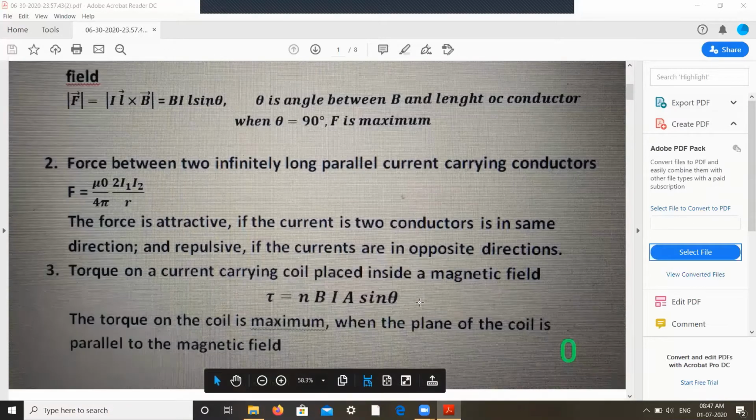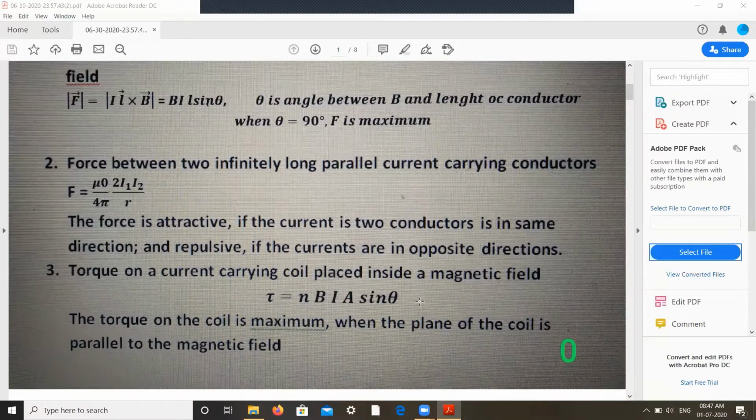Now the third relation is the torque on a current carrying wire, represented with the formula tau is equal to N B I A sine theta, where N is the number of turns in the coil, B is the magnetic field, I is the current through each loop, and A is the area of the loop. A represents the plane of the coil and B the magnetic field, so theta is the angle between the magnetic field and the plane of the coil, which is mentioned in the next line.